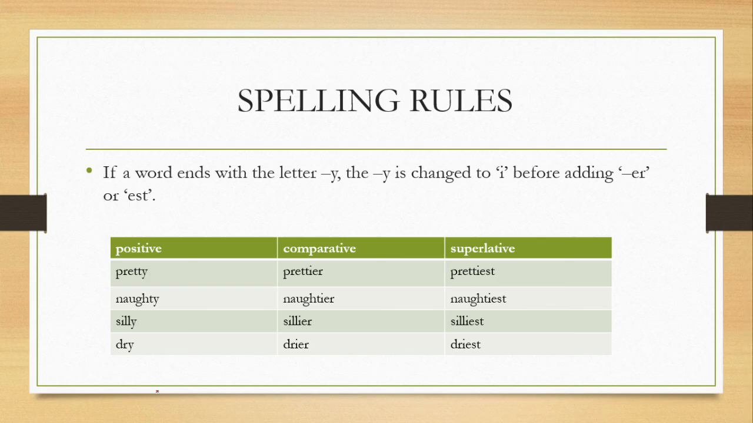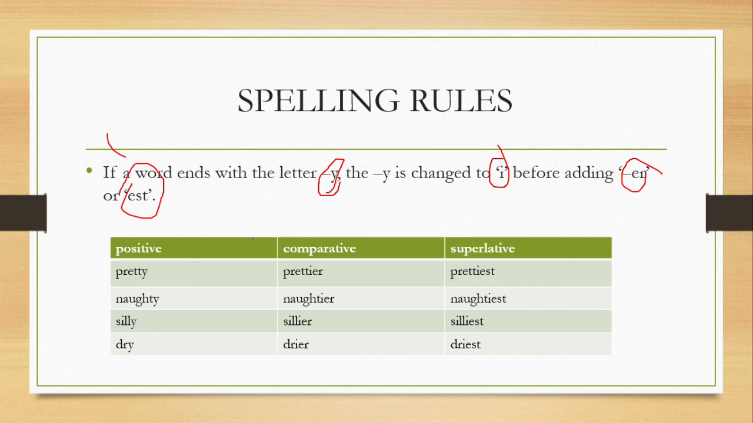We go to spelling rules. We are saying if a word ends with the letter Y, we have some words which end with the letter Y. The Y is changed to I before you add the ER or the EST.